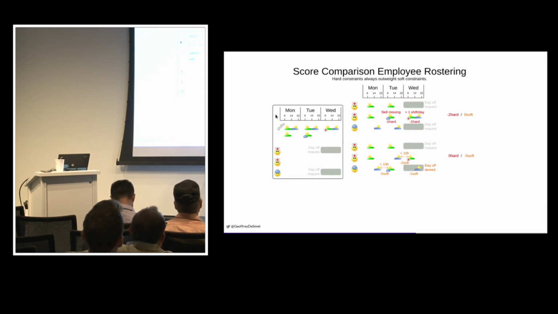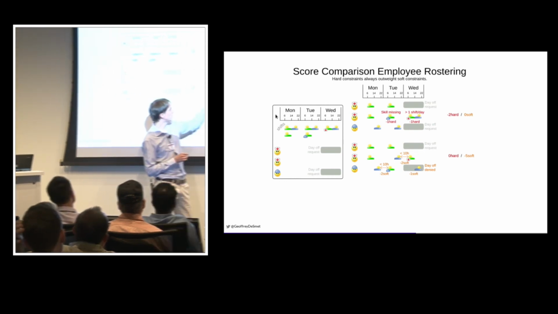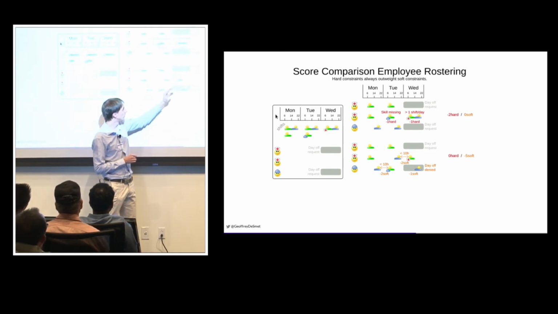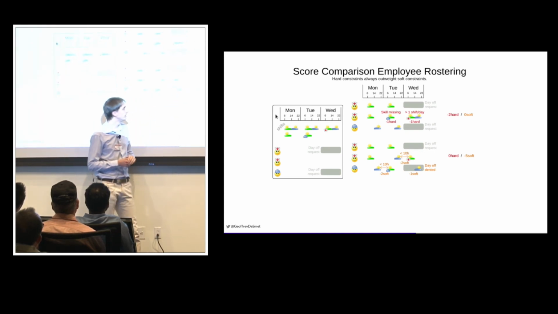Why -5 soft? Well, we lose 2 points here because we have 2 hours too few. It's 8 hours instead of 10. We lose 2 points here because, again, same reason. And we lose 1 point here because we deny a day off request.